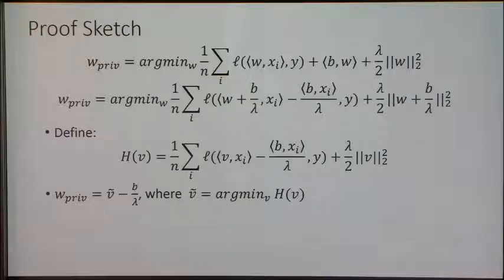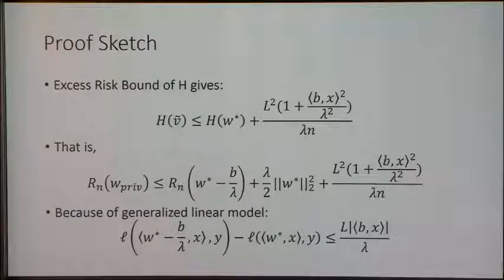Now that we have this characterization of w private and v tilde so closely, for this regularized ERM we can apply the excess risk bound which I presented a few minutes back. Recall that this risk bound also depends on the norm of the vector, so that comes as inner product of dx by lambda square. I'm assuming that the norm of x is 1.